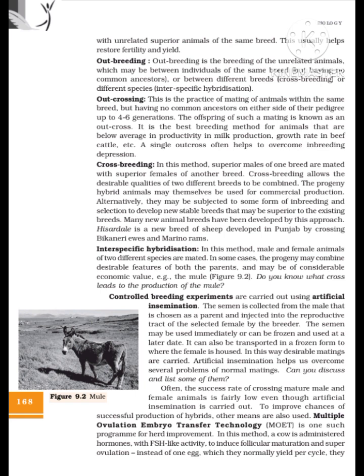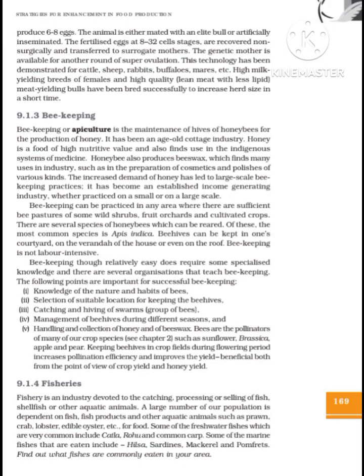In this method, a cow is administered hormones with FSH-like activity to induce follicular maturation and superovulation. Instead of one egg, which they normally yield per cycle, they produce 6 to 8 eggs.